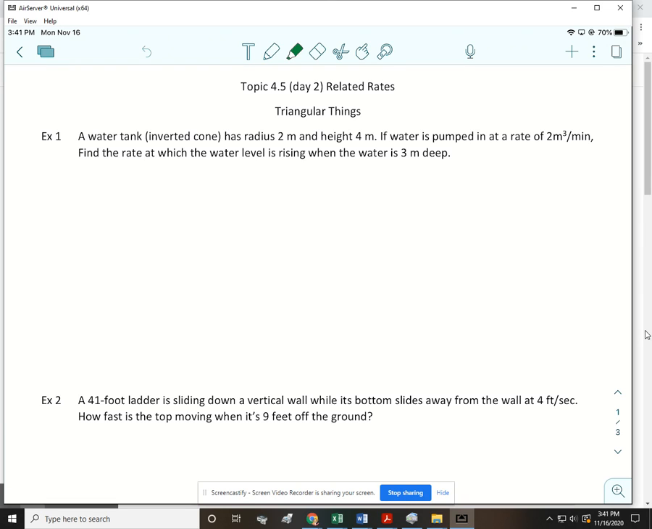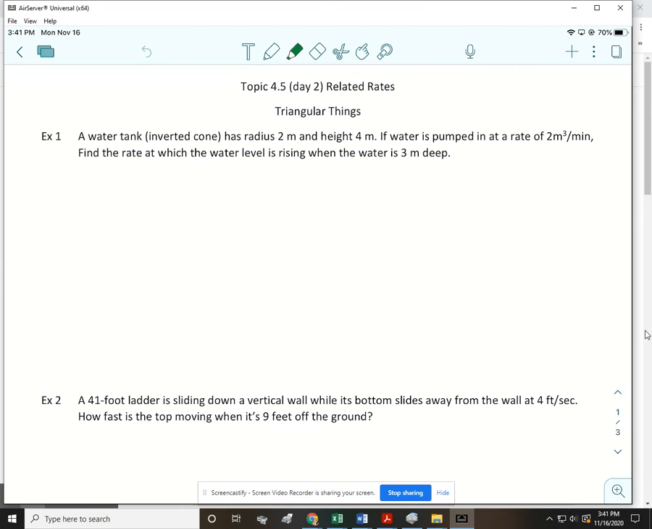All right, so today we're going to keep talking about related rates, but we're going to move on to triangular things. These tend to be a little more challenging. And on all of these, or most of them, I am going to draw the diagram and probably have to do some side work to get everything we need for the problem.